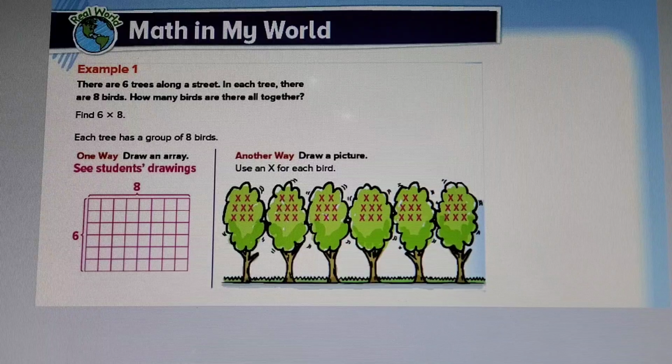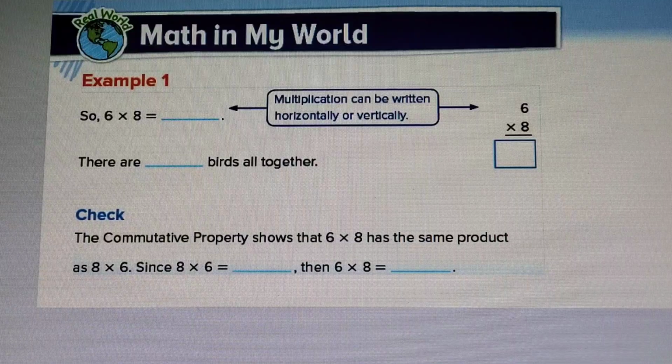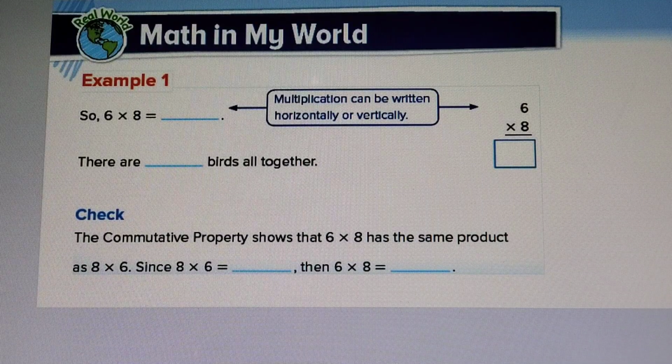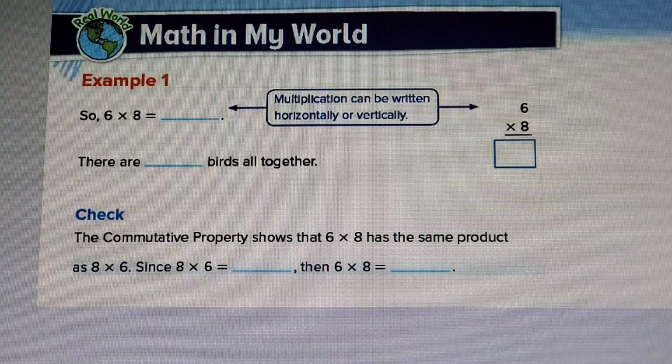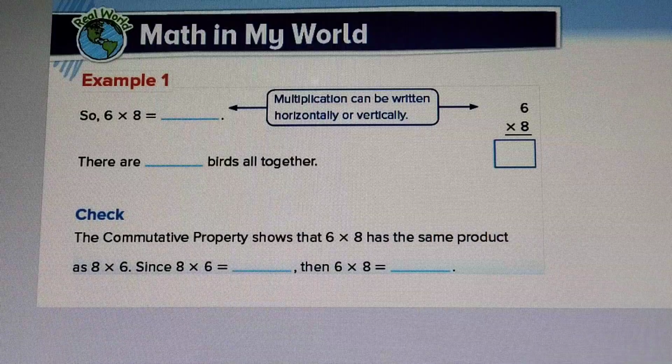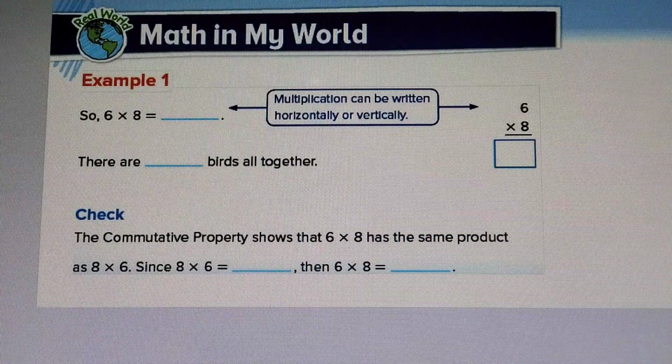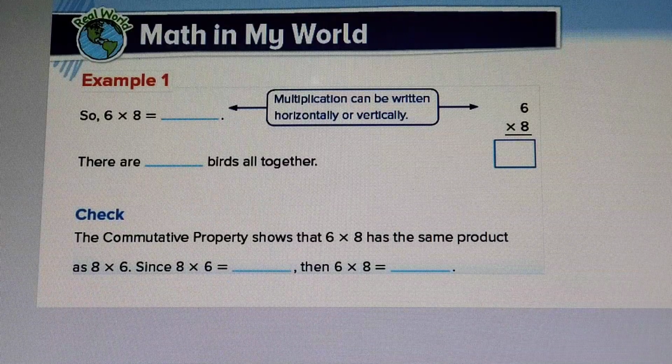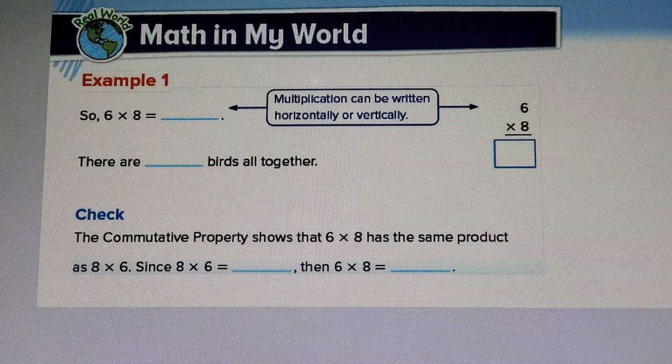So here, this is how your array should look. 6 rows with 8 in each row. And here you have 8 birds in each tree. Math in My World, Example 1. On the other page, you drew an array and you drew a picture. Here, they're showing you the math part of it. So 6 times 8 equals unknown.